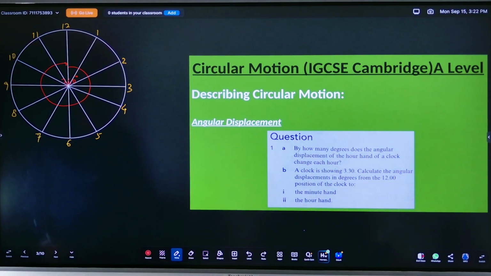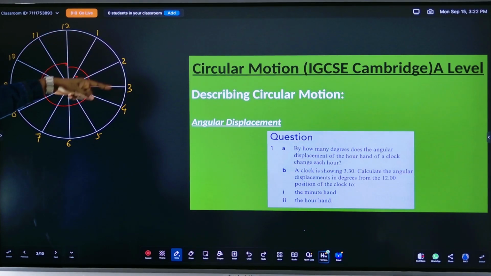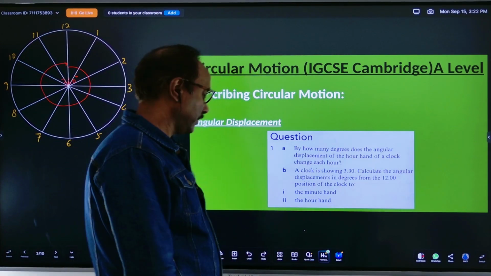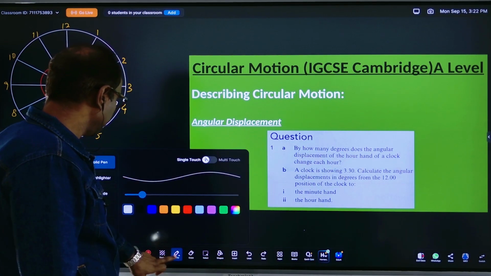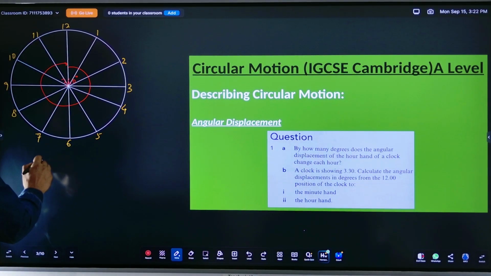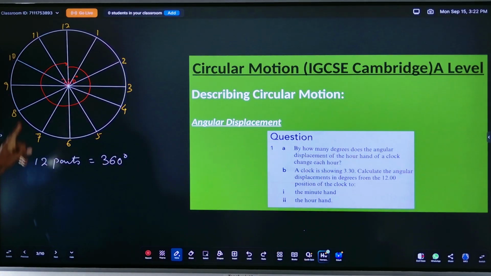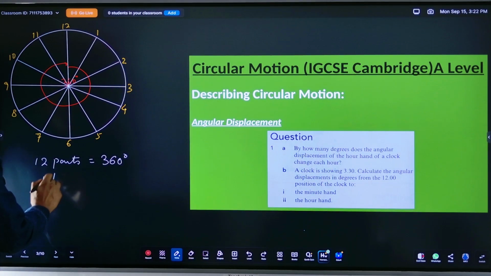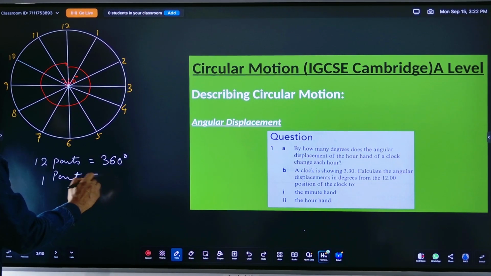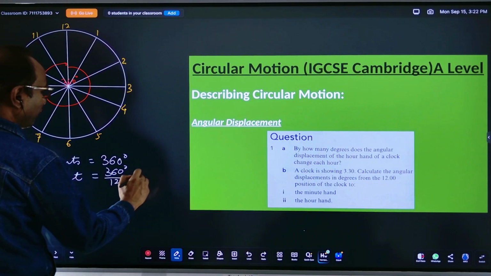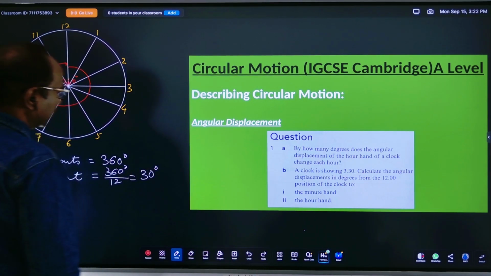In the clock, the entire circular dial is divided in 12 parts, 12 equal parts. So means 12 parts constitutes an angle of 360 degree. So what will be the one part from your unitary method? 360 divided by 12, 30 degree.